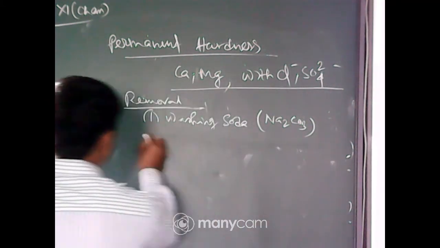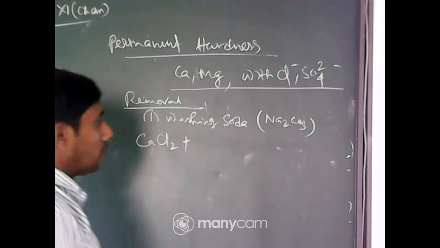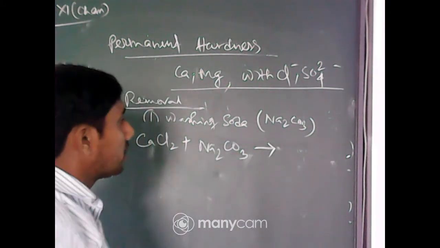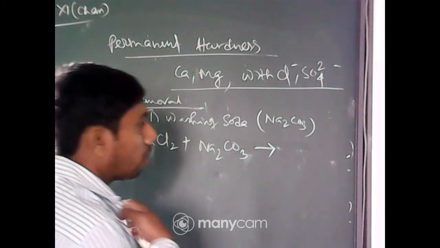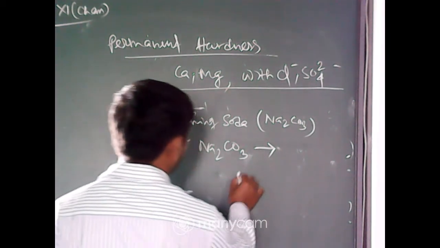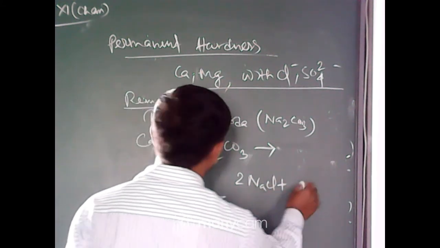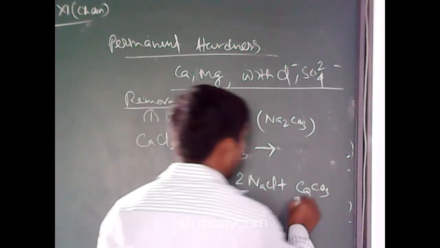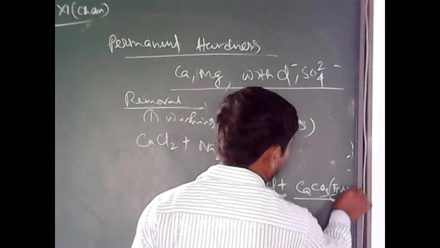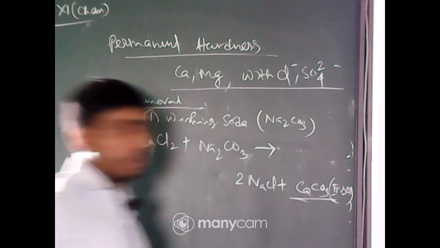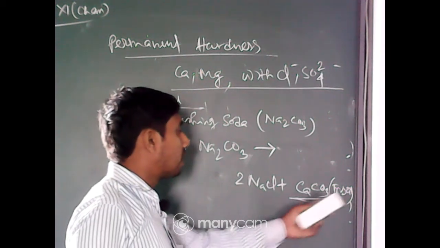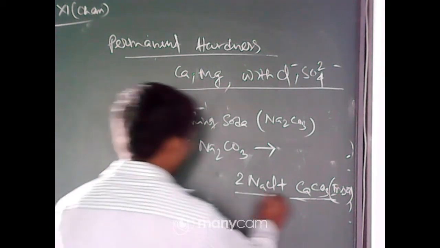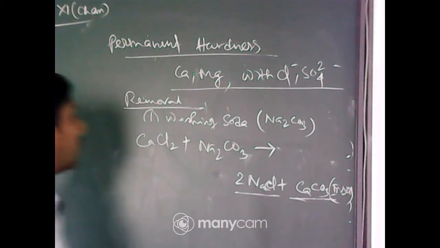Washing soda method. Suppose calcium chloride is present. Now, we add sodium carbonate. There is a very simple reaction: formation of 2 NaCl plus calcium carbonate. I have told you earlier that calcium carbonate is insoluble, so it can be precipitated out. If we filter, then calcium carbonate will be separated, and in the solution it is sodium chloride. Now, it is the removal of calcium chloride.